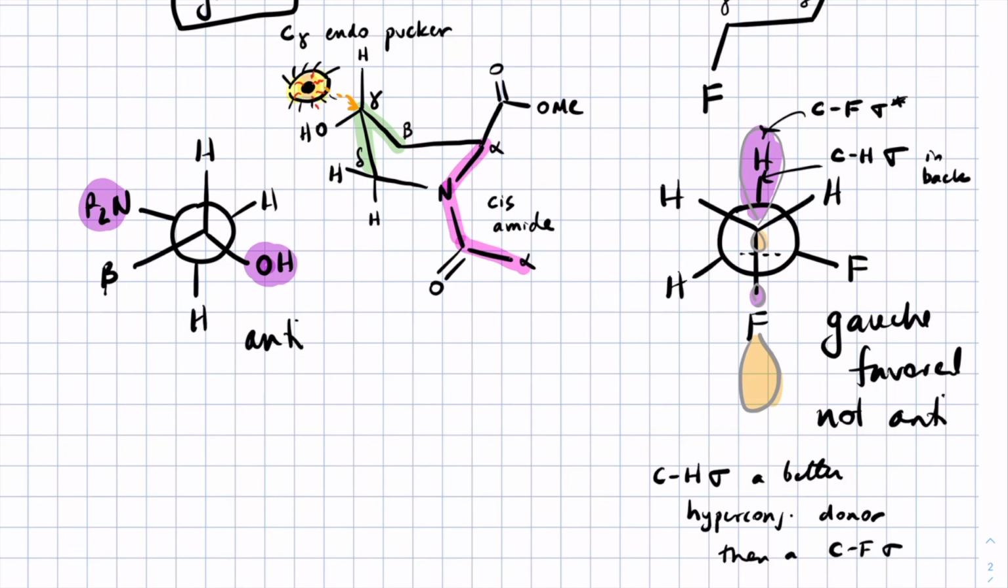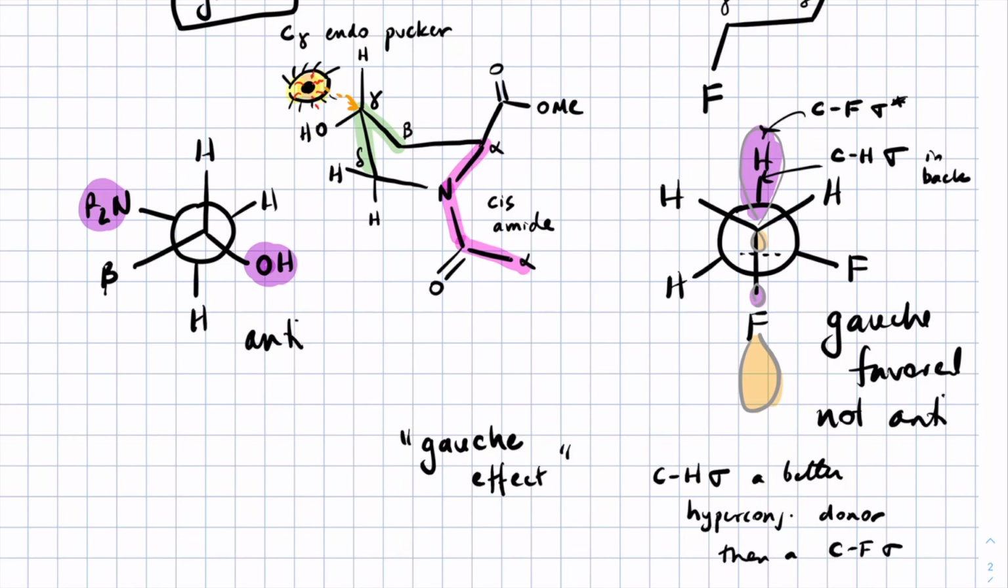Okay, and this effect, this observation, has a name, and you can go look it up on Wikipedia. It's called the Gauche Effect. And it's observed a lot when you have heteroatoms on adjacent carbons.